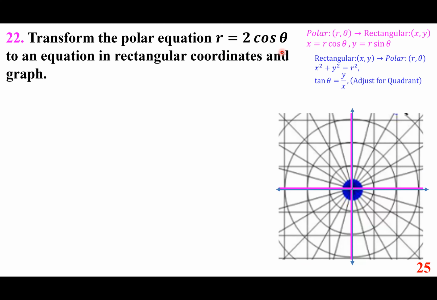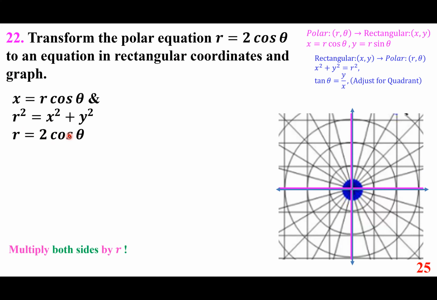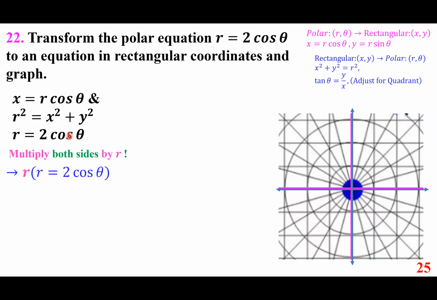Transform the polar equation r equals 2 cosine theta to an equation in rectangular coordinates and graph. So reminding everybody that x is r cosine theta, r squared is x squared plus y squared, and r equals 2 cosine theta is given. So the technique is to multiply both sides by r, resulting in r squared equals 2r cosine theta.